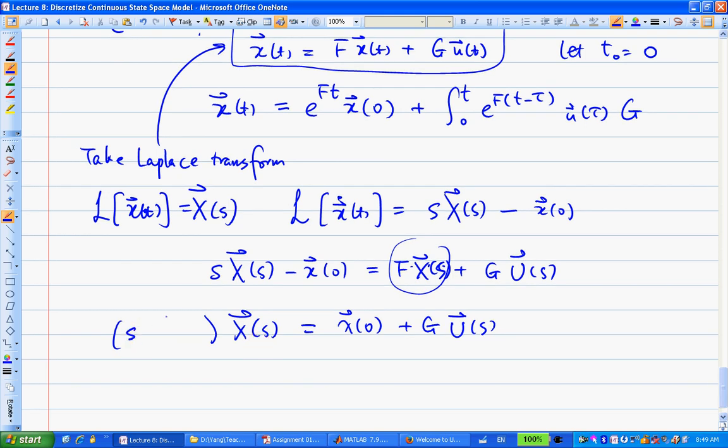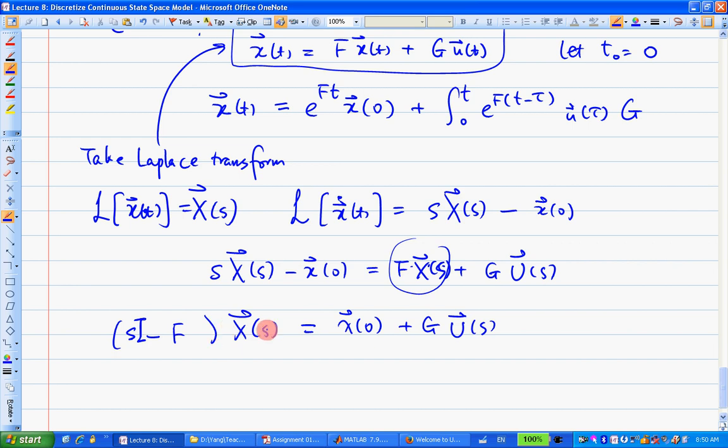Here's s. Well, see, this is F, here's a matrix, right? There's a matrix here, but s is a scalar quantity, so you cannot just use s minus F right here. So yes, you have to multiply it by an identity matrix first, then minus F.